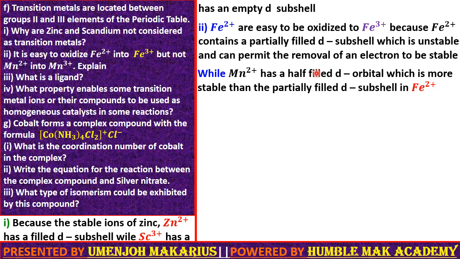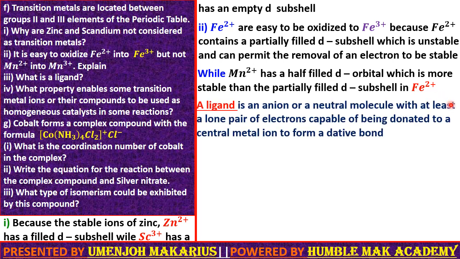Okay. The next part wants us to define what a ligand is. So guys, a ligand is simply an anion or a neutral molecule with at least one lone pair of electrons which is capable of being donated to a central metal ion to form a dative bond. Okay, that's a ligand. Then the next part is asking what property enables some transition metal ions to be used as homogeneous catalysts in some reactions.